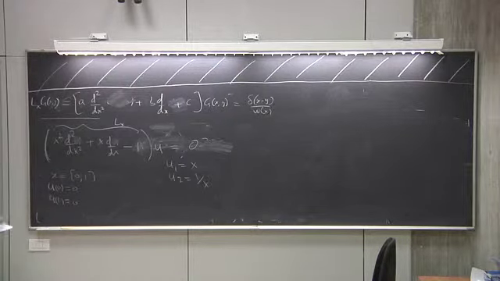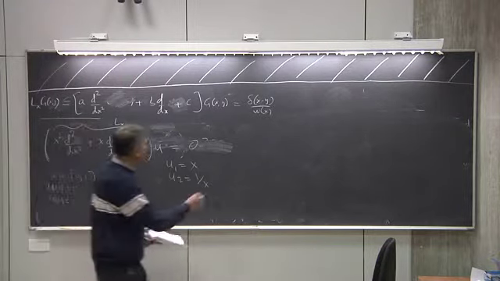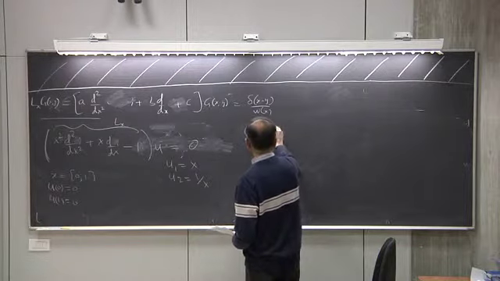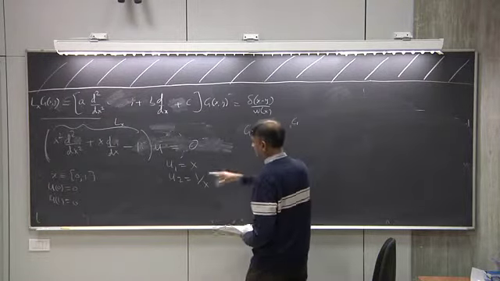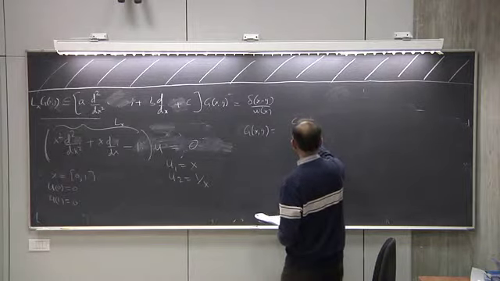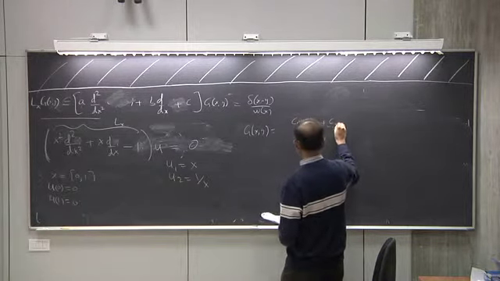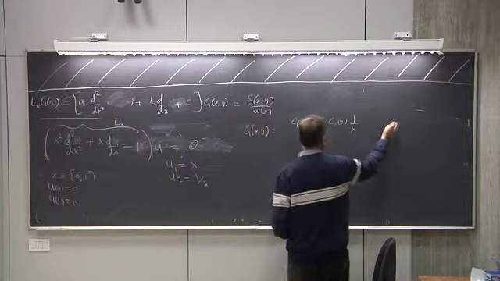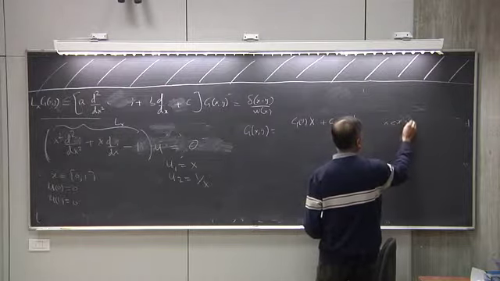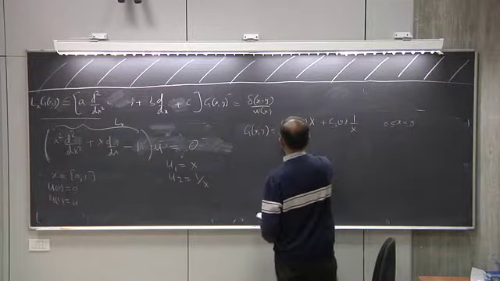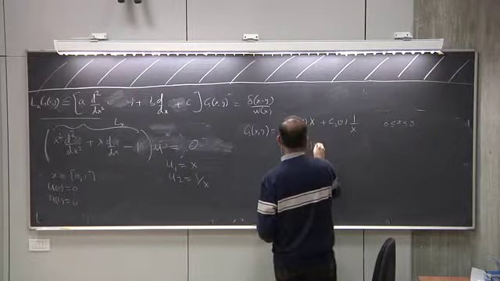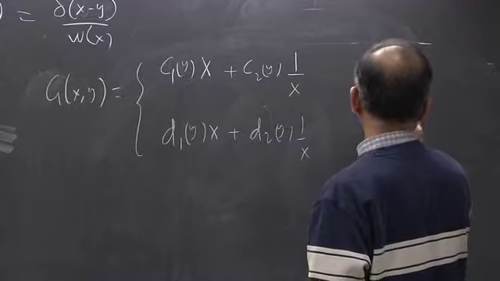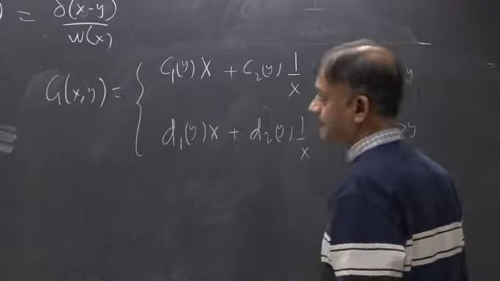Okay, just to construct the Green's function. So again, we write G of x, y equal to c1(y) times x plus c2(y) times 1 over x, in the region between x equals 0 up to y, that is, x less than y. And here you get d1(y) x plus d2(y) 1 over x for x greater than y, up to 1.